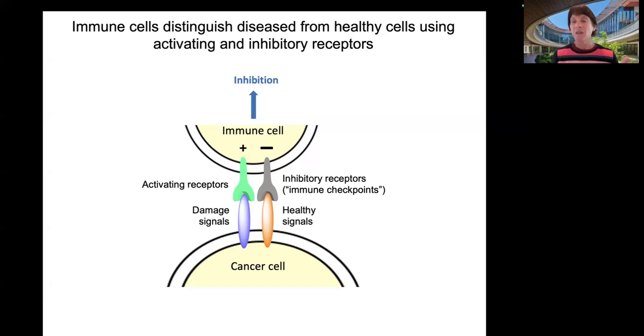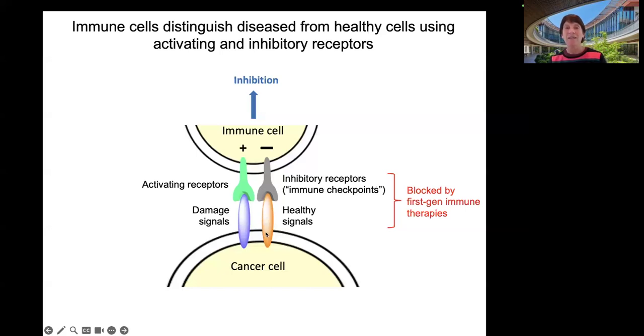Now, when all of that came to light, it gave people an idea for how you might be able to treat a patient with a drug that blocks the inhibitory signals so that the immune system can do a better job at recognizing a cancer cell and killing it. And the drugs that block inhibitory receptors so that you don't get this inhibition of the immune cell are what we call the first generation immune therapies or cancer immune therapies. And these immune therapies really revolutionized the practice of oncology.